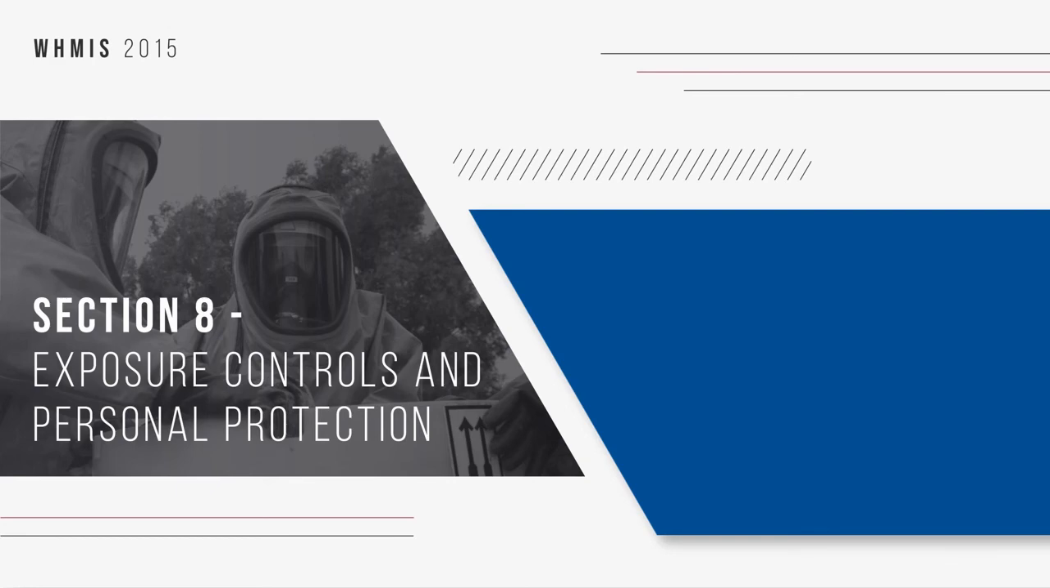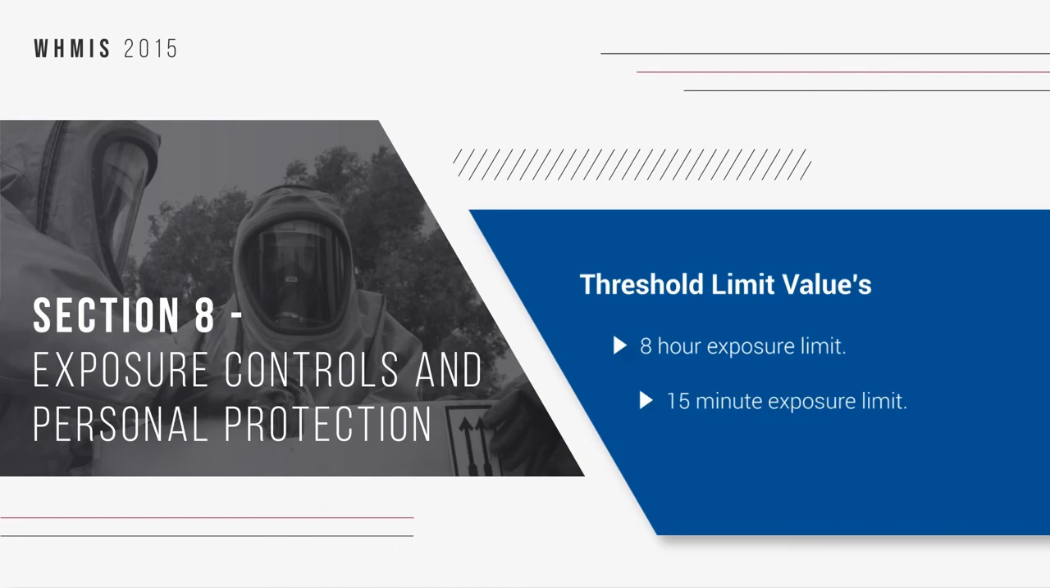This is where you will find the occupational exposure limits for the hazardous product. These are called the TLV, or threshold limit values, and will include the 8-hour exposure limit, 15-minute exposure limit, and the ceiling limit for the product. Any additional personal protective equipment you need to wear when using the hazardous product will be identified here in detail.